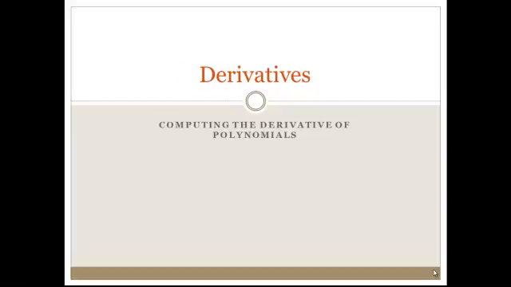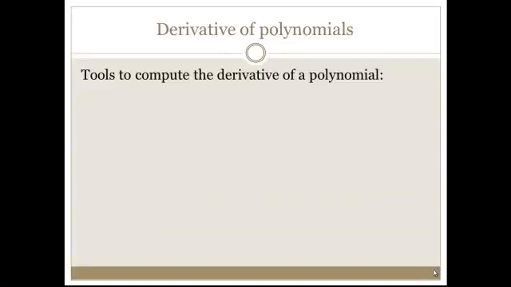We will now look at how to compute the derivative of a polynomial. To do this, let's remind ourselves of the tools we just discovered. First, we found that the derivative of x to the n is n times x to the n minus 1.